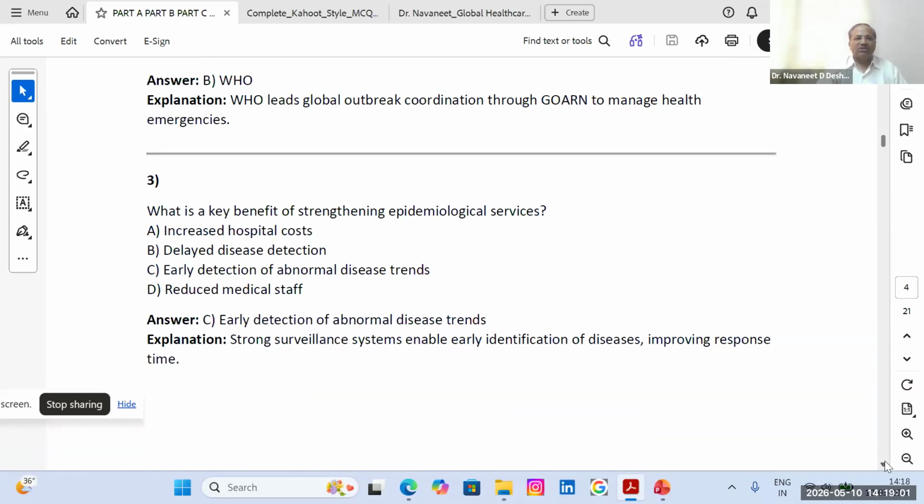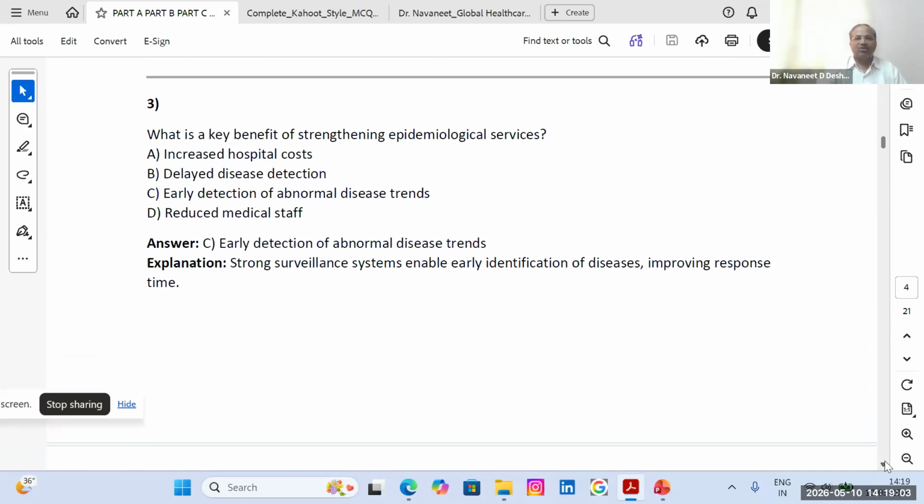Next question is, what is the key benefit of strengthening epidemiological services? A. Increased hospital costs. B. Delayed disease detection. C. Early detection of abnormal disease trends. D. Reduced medical staff. Correct answer is C. Early detection of abnormal disease trends. Explanation is strong surveillance systems enable early detection of diseases, improving response time.